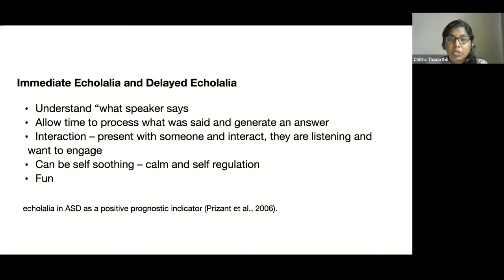Number two, allow time to process what was said and generate an answer. Same thing. One is understand what the speaker is saying. Second thing is process that information and generate an answer, and then provide you with an answer. What is not complex for us, typically developing, can be complex for children on the autism spectrum. Number three, interaction. They like to be present with someone and interact, and they're letting you know that they are listening and they want to engage with you.